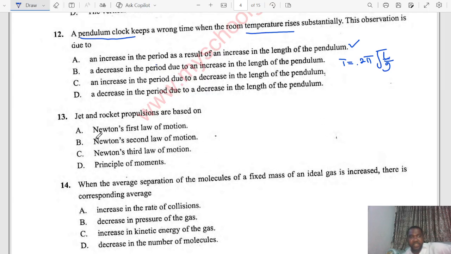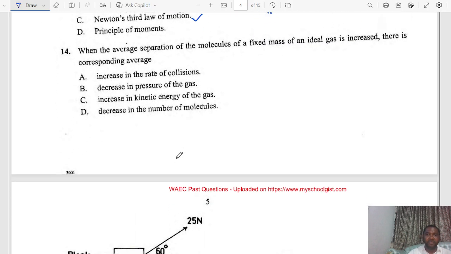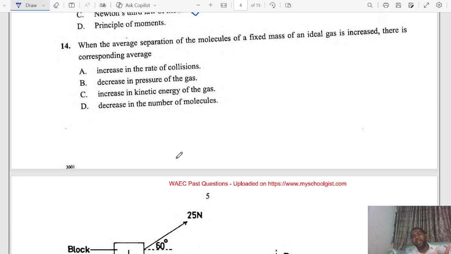Now the next one says jet and rocket propulsions are based on Newton's third law of motion. I don't need to think about that, because for a jet to move, there is this fire that comes. Let's assume this is a jet. It releases fire for it to move upward, and that's the same thing with rocket propulsion. Yes, Newton's third law of motion: to every action there is an equal but opposite reaction. Now the next one says when the average separation of the molecules of a fixed mass of an ideal gas is increased, there is a corresponding average.